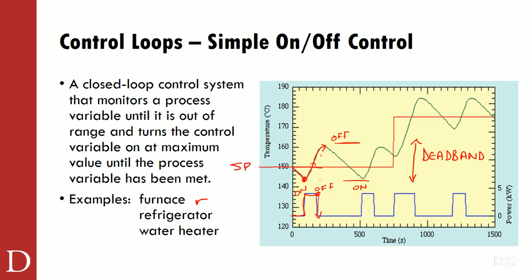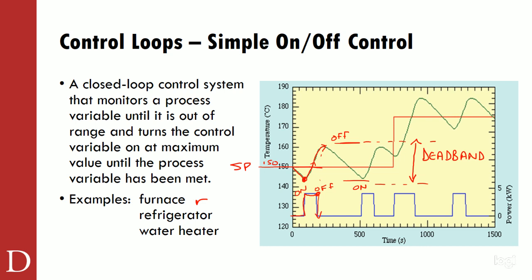If I don't use a dead band, then what happens is the compressor, the air compressor, the heater on the water heater, the gas, whatever it is, it's going to constantly cycle, meaning it's going to try to maintain right at that 150 degrees. And if you go to 149.9, it's going to turn on, and 150.1, it's going to turn off. And the problem with that is it's going to cycle too much.